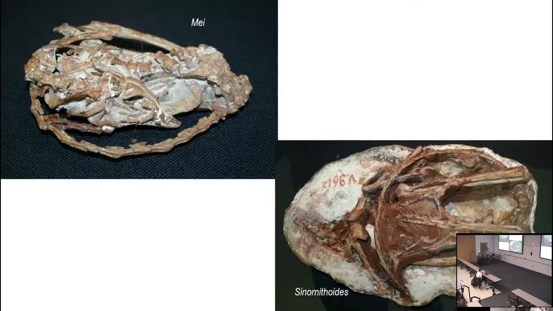Cute little Mei here. In fact, its full species name is Mei long, which is sleeping dragon in Mandarin Chinese. So there's its skull, there's the neck, there's the back, tail wrapped around the body, legs tucked underneath, and the arms folded up against the side. And in the case of Sinornithoides, we're seeing it from the bottom side. So you can see the feet and then the tail around it.